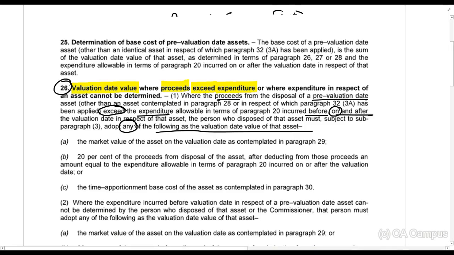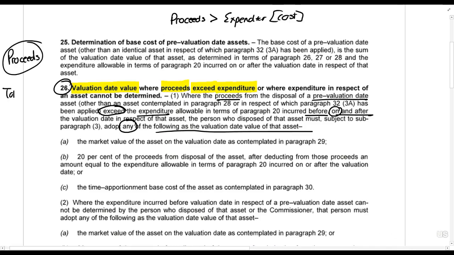So the first thing is, I want you to understand that to decide if we want to use paragraph 26, we need the following information. We need the proceeds amount, and we need the total cost. And this is before, on, and after, so before and after 1 October 01. Okay, so how do we do that?